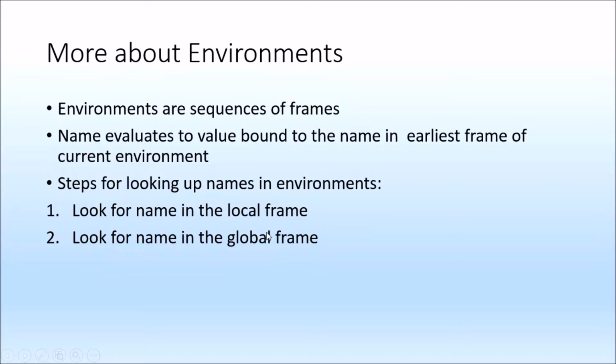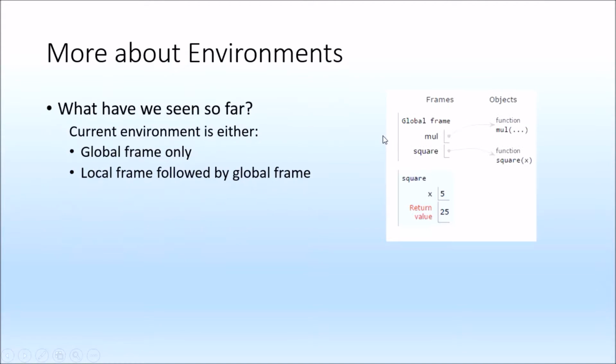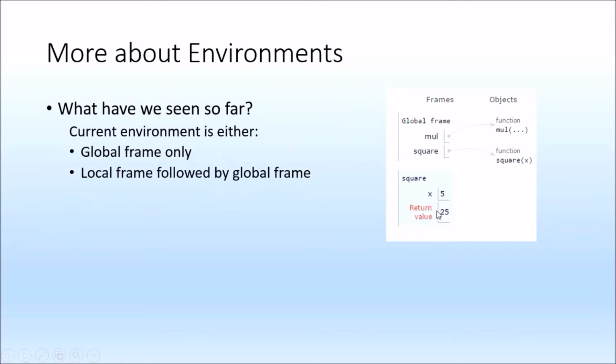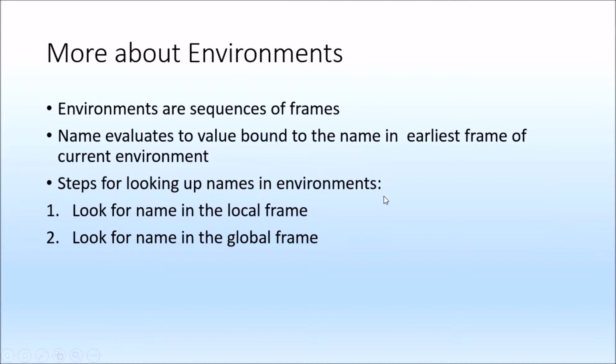So, environments at the end of the day are sequences of frames. Here, an environment is this local frame first, and then the global frame. And then every single name evaluates to the value bound to the name in the earliest frame of the current environment. What does that mean? If I want to look up x within my function, I will first check my local frame. That's the earliest frame, the newest frame in the current environment. If x is there, in this case it is, I just get 5. Otherwise, if it's not here, then I go to my next frame in the environment, which is the global frame. So it's kind of like a step-by-step process, and this will be more clear when we look at a few more examples.